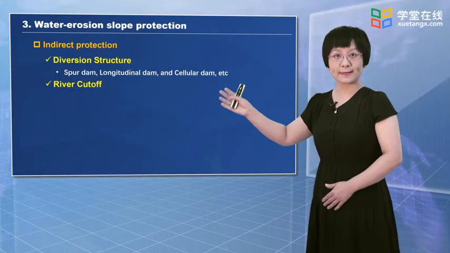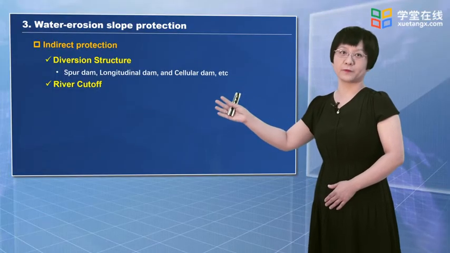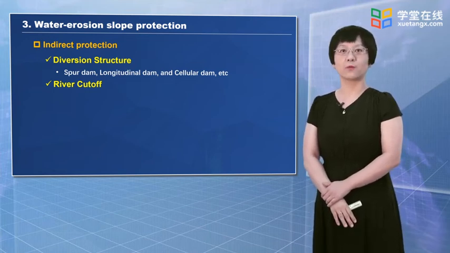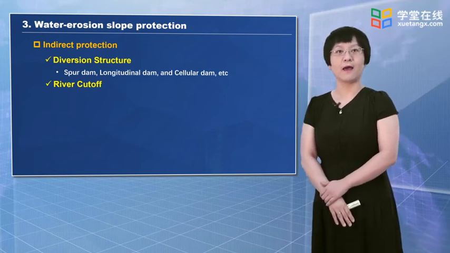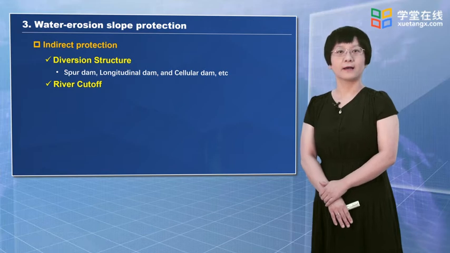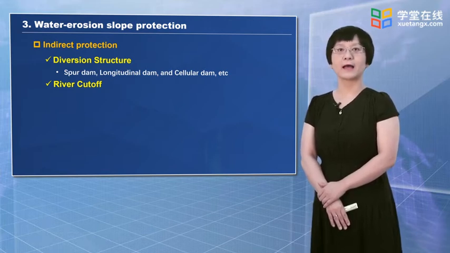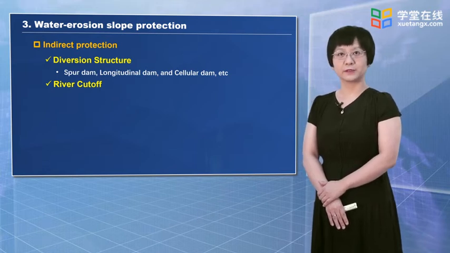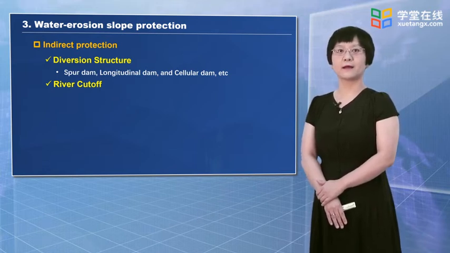For indirect protection, by changing the direction of the water flow, it can slow down and avoid the scouring of water flow on subgrade. There are two types. One is diversion structure, and the other is river cut-off. The diversion structure can reduce the scouring of river bank and road bed by changing the characteristic of river. The diversion structure may include the spur dam, the longitudinal dam, and the cellular dam.